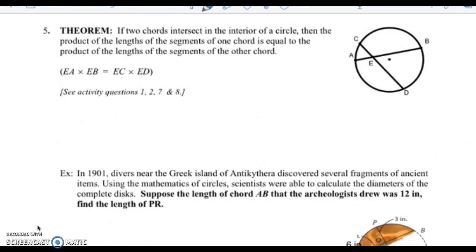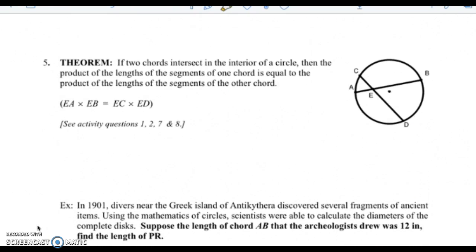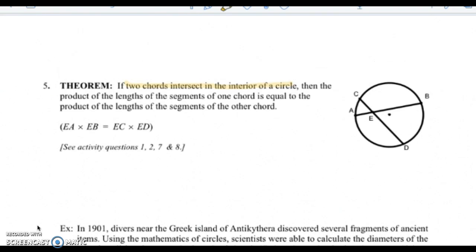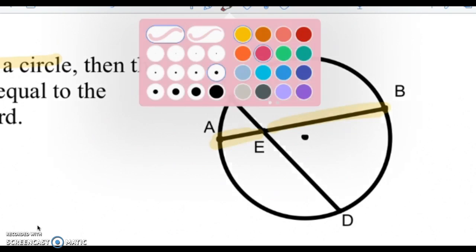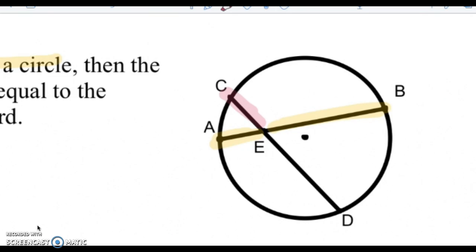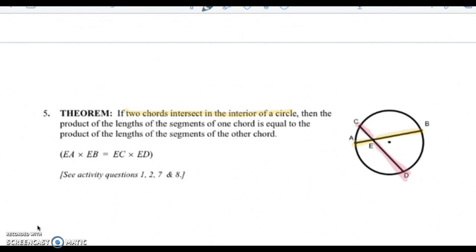So now let's go to our last theorem, and that's this one. What if we have two chords intersecting in a circle? So what this says is the product of the lengths of the segments of one chord is equal to the product of the lengths of the segments of another chord. So it says that EA times EB would equal CE times ED, which is going to multiply parts. So I think about this one like part times part equals part times part.